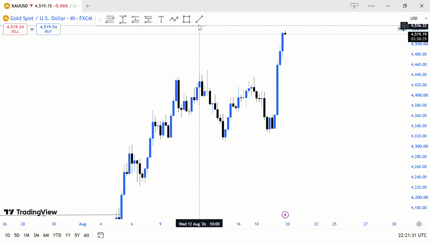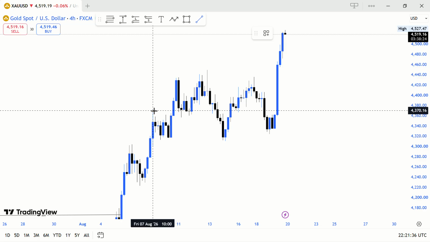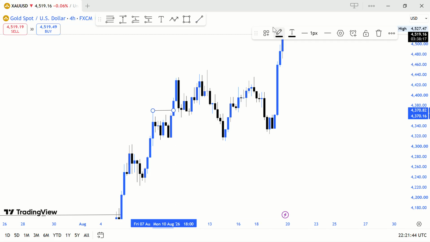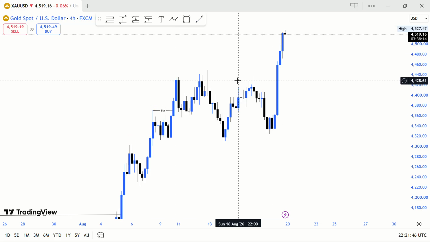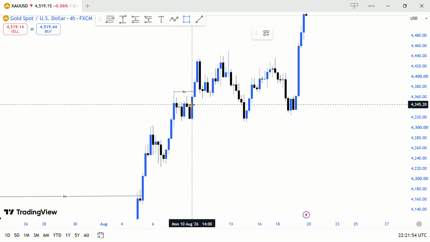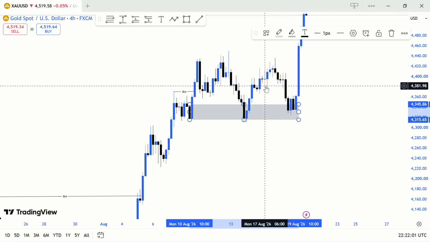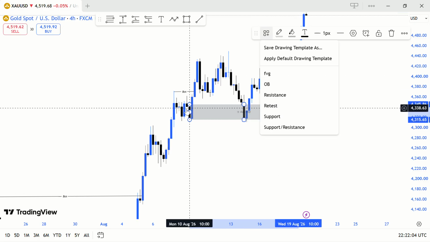From here we can see, remember guys, keep it simple. We got a break of structure. This was our last break of structure, and then this was the other block, which eventually turned into a support level.